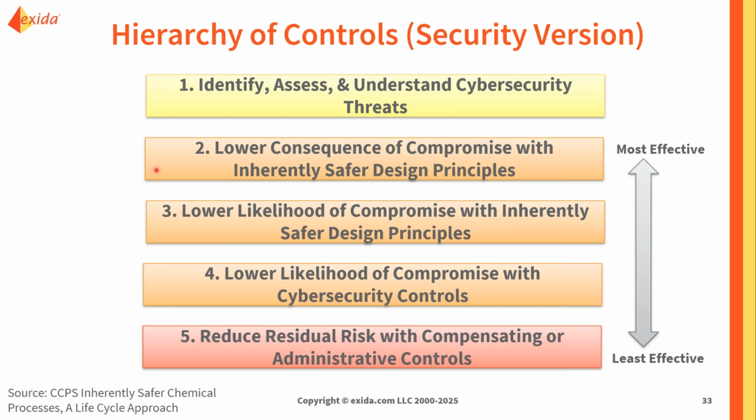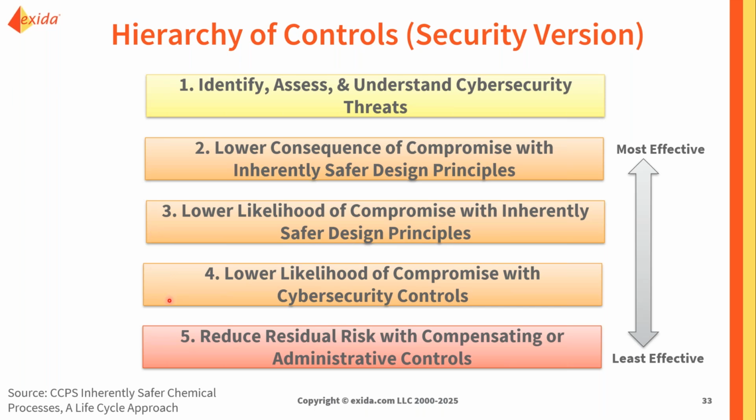So if there are steps that we can take to lower the consequence of compromise through inherently safer design principles, by separating systems, by not having certain aspects connected to the network, designing in such a way that we're not relying on any one system, whatever we can do to lower that consequence is going to have the largest overall impact on our risk equation. From there, once we've done what we can to mitigate consequences, we can look at lowering likelihood with inherently safer design principles. So using mechanical relief devices, using unhackable protections for those certain scenarios that are really high consequence events.